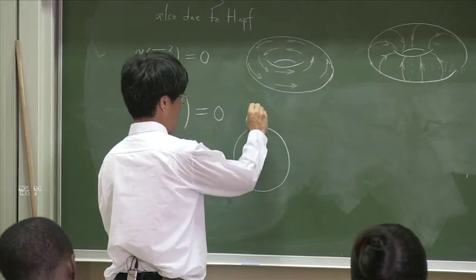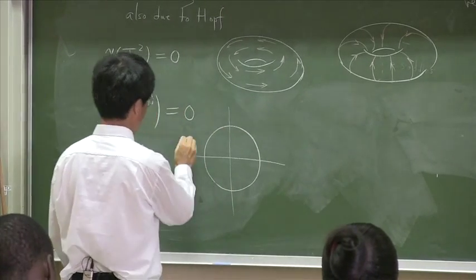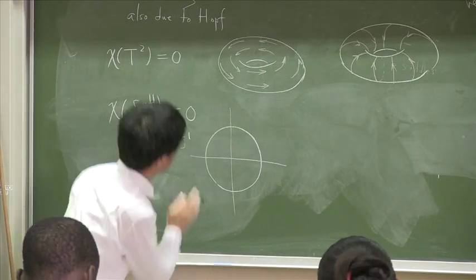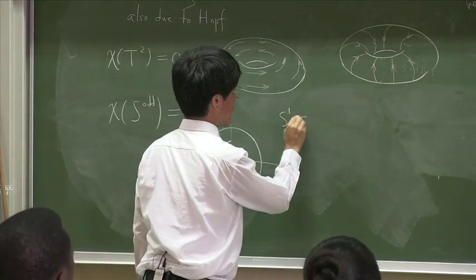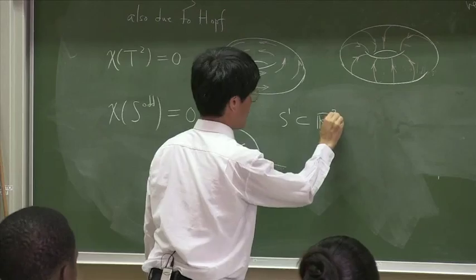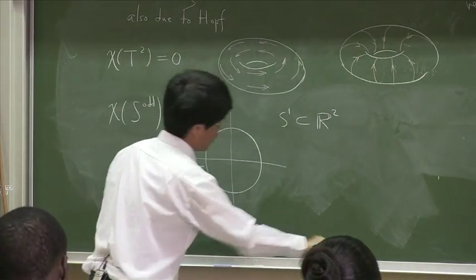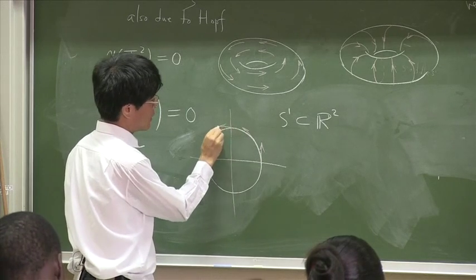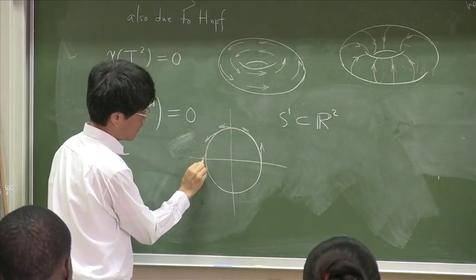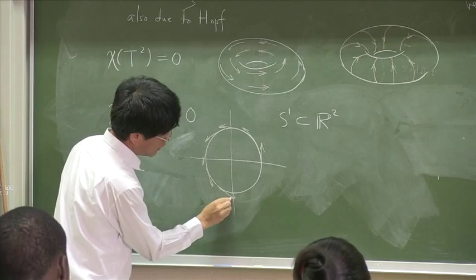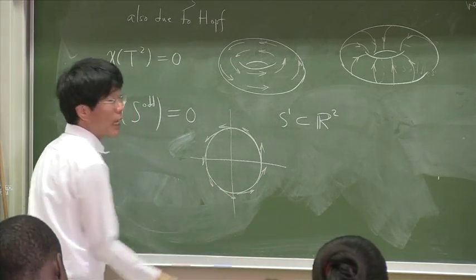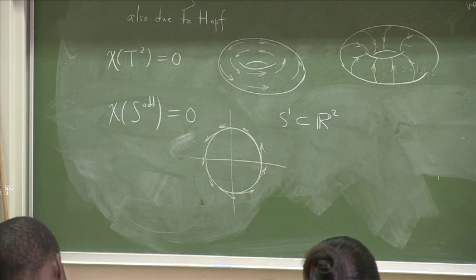You should see this yourselves. This is S1. And on S1, let's put the S1 inside R2, as I indicated. You can just take a vector field which is going around and around like this. Yeah, it's a tangent vector field which simply rotates the circle, S1. And it's everywhere non-zero, of course. You don't have to stop. Okay?